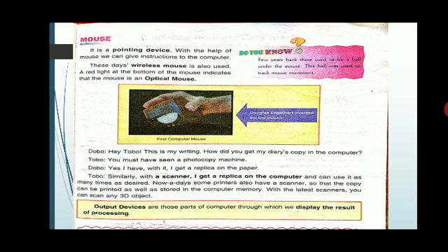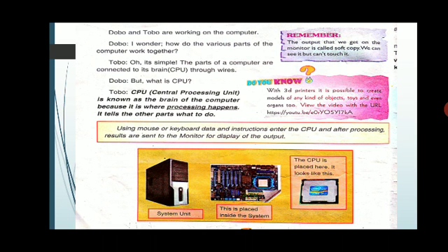in the computer memory. With the latest scanners, you can scan any 3D object. Output devices are those parts of the computer through which we display the results of processing.